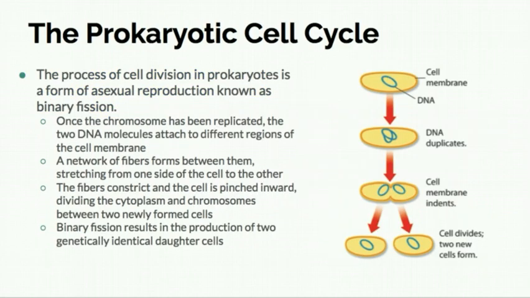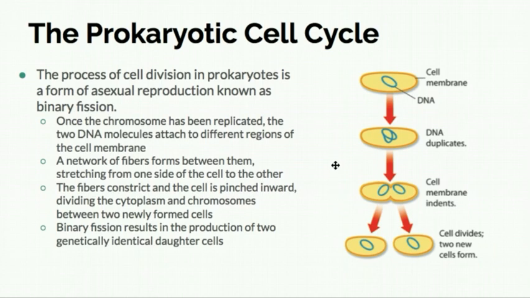So here is a diagram and information on the prokaryotic cell cycle. The process of cell division in prokaryotes is a form of asexual reproduction. And if you remember that term, it was called binary fission. We heard that a few lessons back. So here's a good diagram of what exactly happens. Not a ton is known about the prokaryotic cell cycle compared to the eukaryotic cell cycle, but here are the basics.